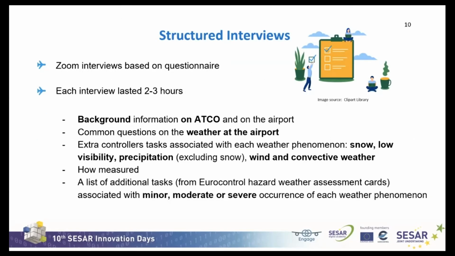We conducted structured interviews via Zoom. Each lasted about 2-3 hours. First, we asked about background information on ATCO experience, then common questions about different weather at the airport in consideration. Then we also discussed extra controller tasks associated with which weather phenomena, such as snow, low visibility, precipitation excluding snow, wind, and convective weather. We asked how the weather is measured at the airport and also filled in the list of additional tasks extracted from Eurocontrol hazard weather assessment cards associated with minor, moderate, or severe occurrence of each weather phenomenon.